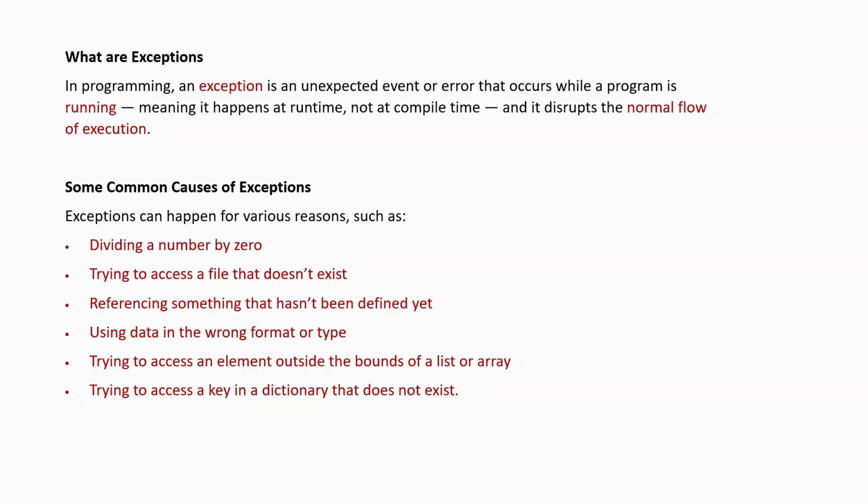Exceptions can happen for various reasons, such as dividing a number by 0, trying to access a file that does not exist, referencing something that has not been defined yet, using data in a wrong format or type, trying to access an element outside the bounds of an array, and trying to access a key that does not exist in a dictionary.